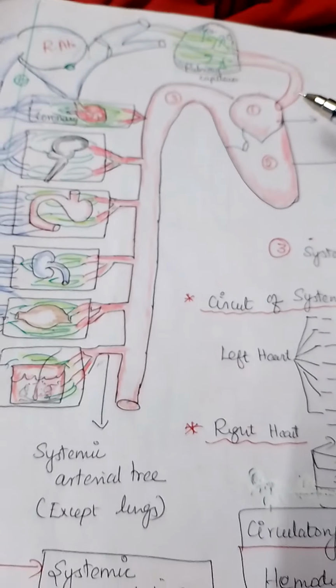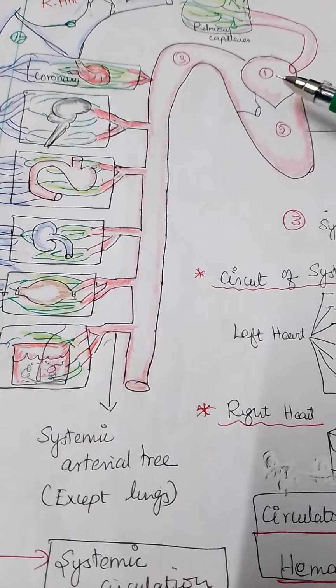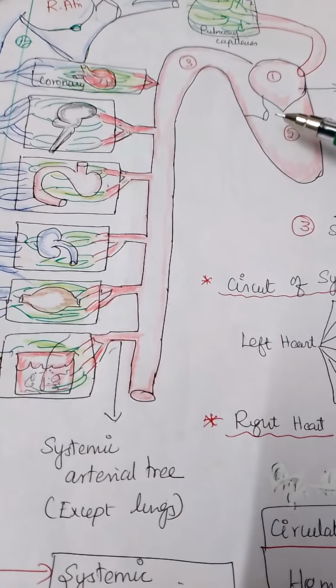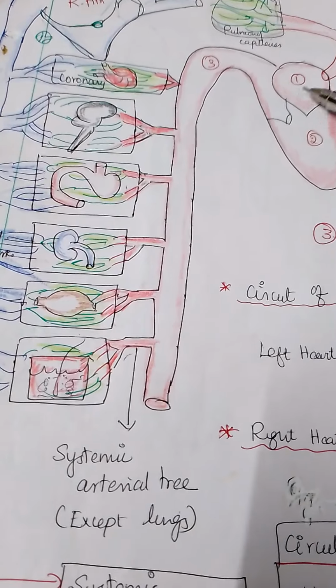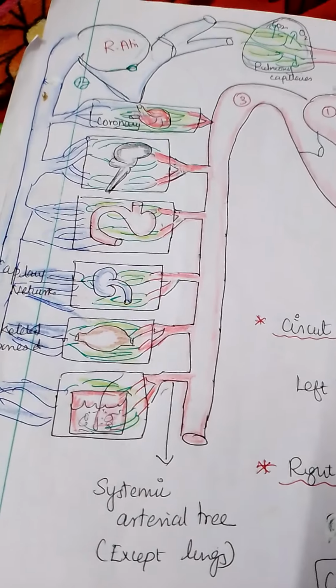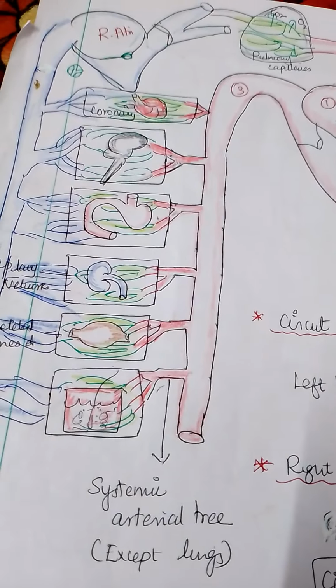Okay, let us see first the systemic circulation. If you see the systemic circulation, this is the circuit. This is the left heart. This is called the left atrium, correct? From the left atrium, the blood is going, isn't it? It is getting, now only we have seen, isn't it? What kind of blood?